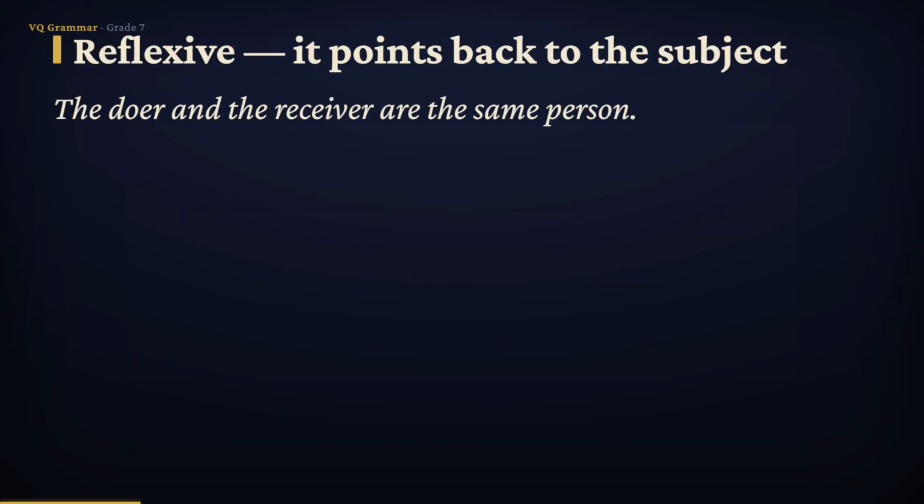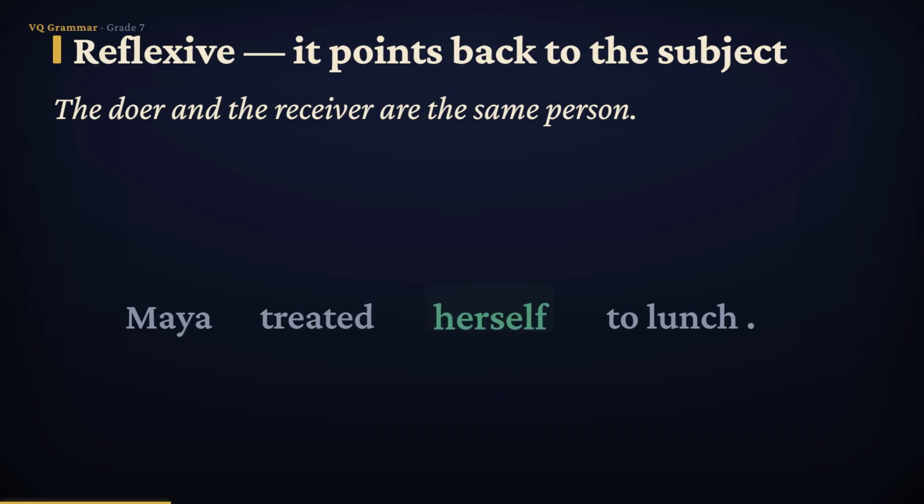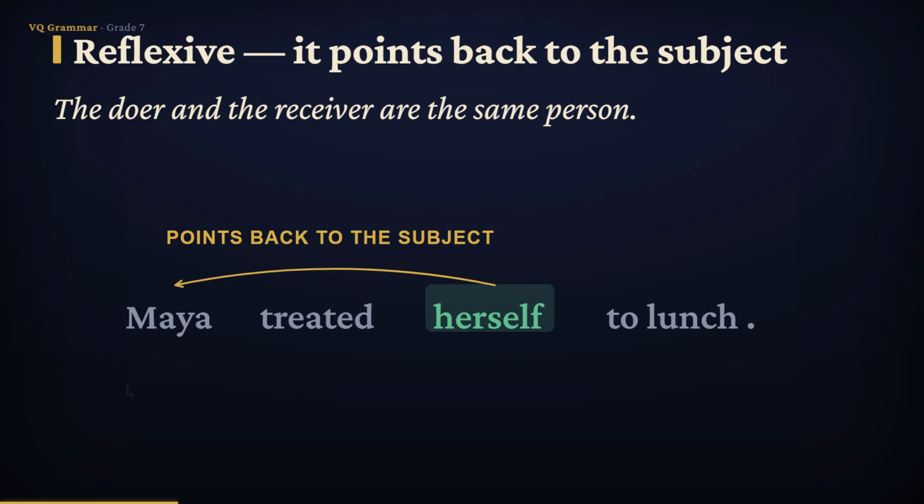A reflexive pronoun refers back to the subject. The same person both does the action and receives it. Look at this sentence. Maya treated herself to lunch. Who did the treating? Maya. And who got treated? Also Maya. The pronoun herself points right back to the subject, so the doer and the receiver are the very same person. That loop back to the subject is the heart of a reflexive pronoun.